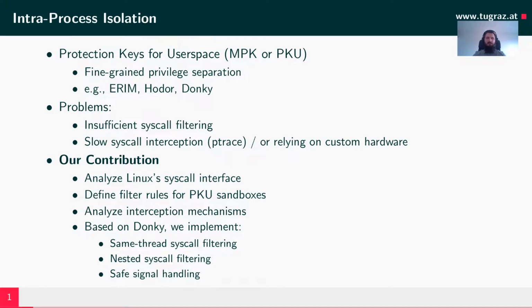However, these systems often do not sufficiently filter Syscalls, and they also use very slow mechanisms or rely on custom hardware to do so. In this paper, we analyze the Syscall interface for potential problems, then we define filter rules for different PKU sandboxes. We also analyzed Syscall interception mechanisms, and on top of the Donkey's framework, we then implemented same-thread Syscall filtering, nested Syscall filtering, and safe signal handling.